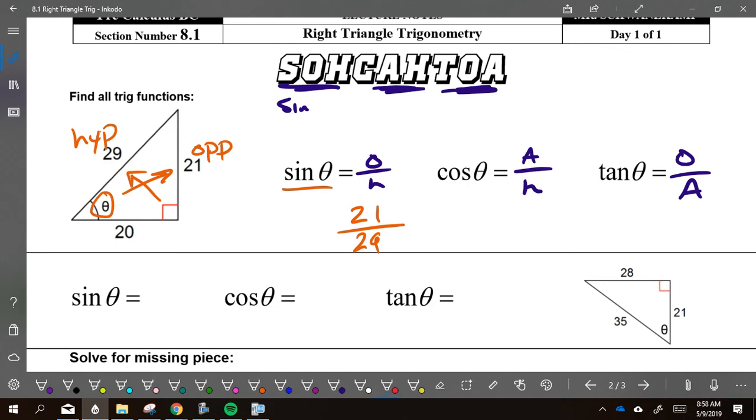If I'm doing cosine here, Mara, I'm doing adjacent over hypotenuse. What's that going to look like? 20 over 29. What does adjacent mean? It's next to. This is the angle. This is next to. That's the hypotenuse. So although it's next to it, I don't count that. It's the hypotenuse. We label that first. And then tangent here. Grant, what's tangent going to be? 21 over 20. The opposite over the adjacent. Everybody good with that? Do it on the next one.